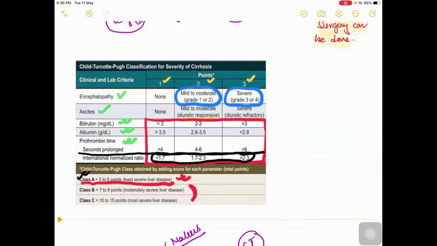West Haven is HAVEN. It is not HEA. Okay, so it is West Haven criteria. Grade 1 is a covert criteria. That means the patient has altered sleep pattern. Grade 2 is asterixis. Grade 3 is somnolence or semi-stupor. Grade 4 is coma.